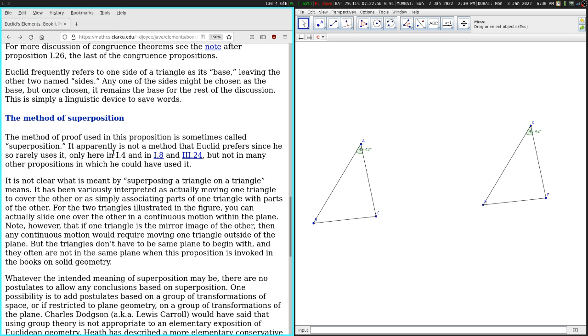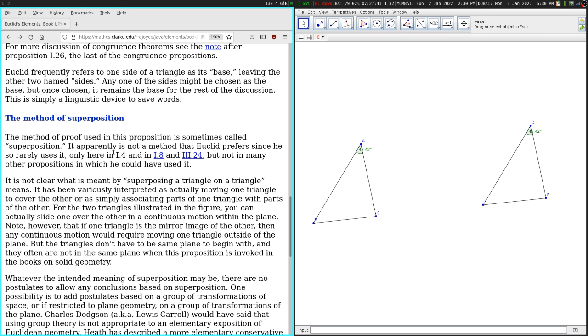It is not clear what is meant by superimposing a triangle on a triangle. It has been variously interpreted as actually moving one triangle to cover the other, or as simply associating parts of one triangle with parts of the other. For the two triangles illustrated in the figure, you can actually slide one over the other in a continuous motion within the plane. Note, however, that if one triangle is the mirror image of the other, then any continuous motion would require moving one triangle outside of the plane. You need a reflection.